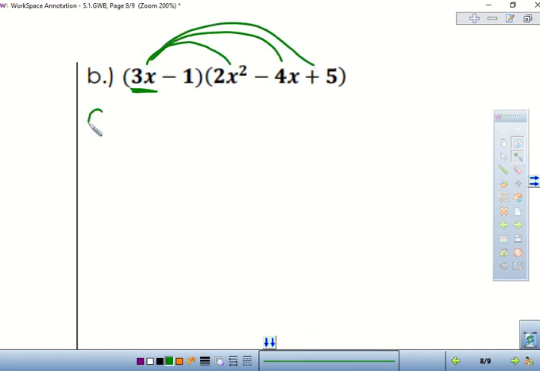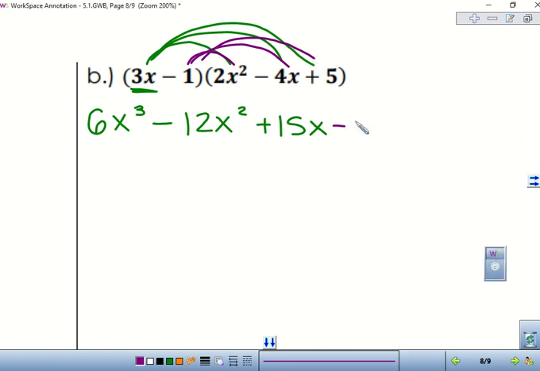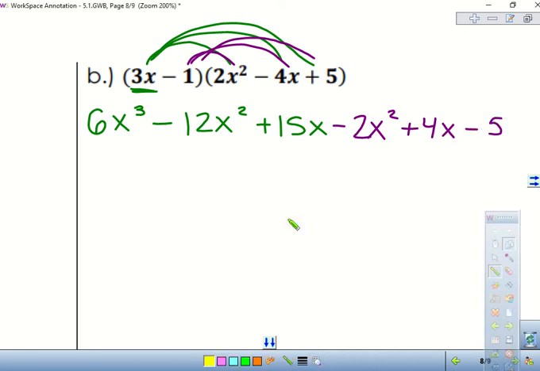So this is going to be 6x cubed minus 12x squared plus 15x. So I just multiplied each of these terms by that 3x. And now I'm going to do the same thing with the negative 1. I'm going to multiply it out to each one. So that's now going to be minus 2x squared plus 4x minus 5. And then from here, you're just going to identify and combine like terms.